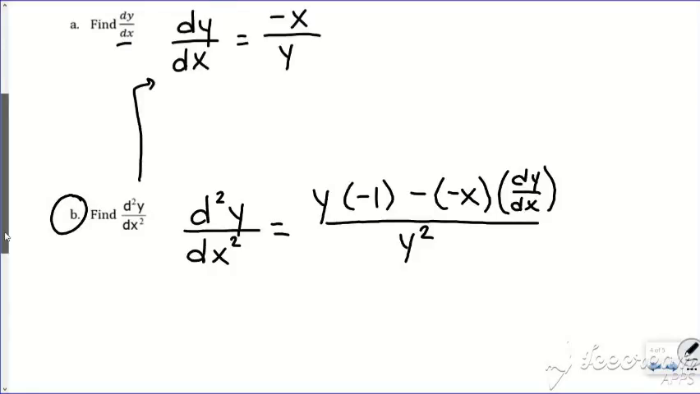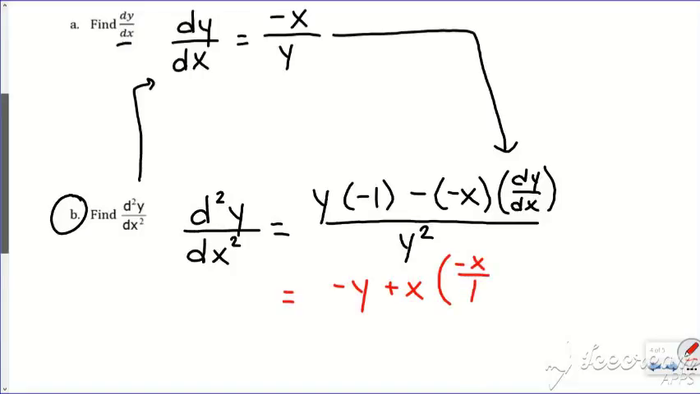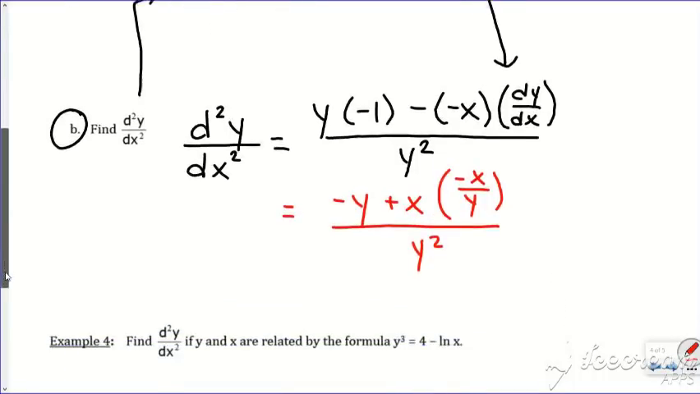Now, if we had numbers that we could plug in here, we could definitely evaluate dy/dx for a number and then plug it back in. But since we're just looking to solve for an equation in general, I need to take my dy/dx and plug it in. Okay? So, if I plug that in, I will get negative y plus x times negative x over y squared. On a free response problem, don't forget, you can just leave it that way.